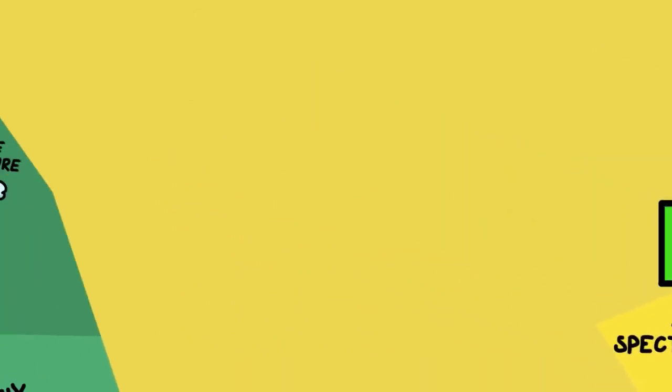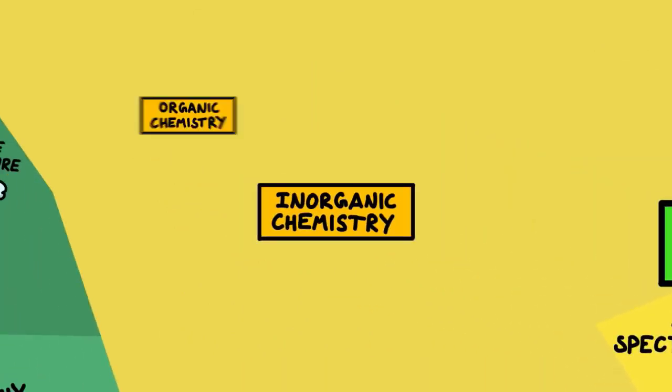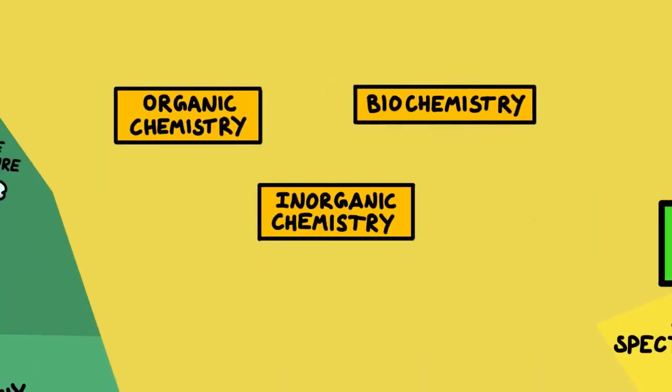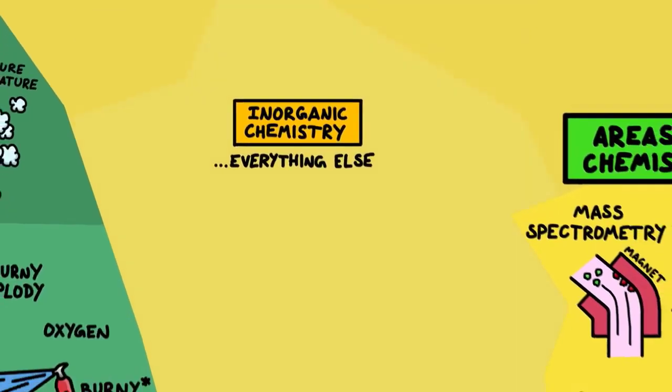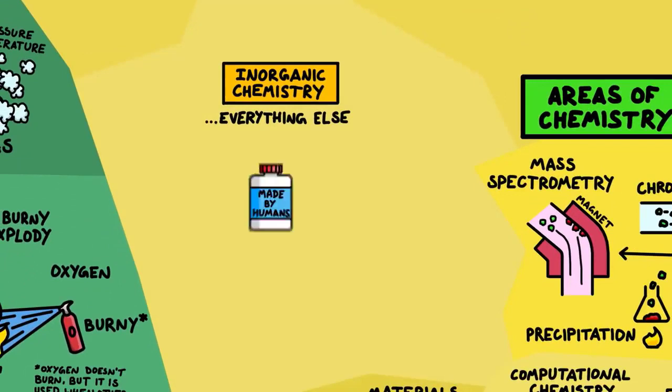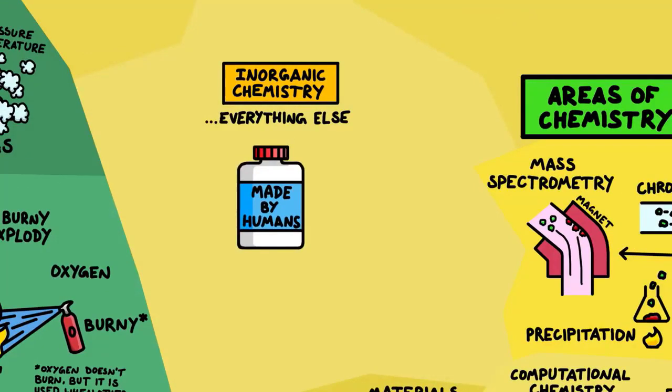And finally, we get to the huge fields of inorganic, organic, and biochemistry. Organic and biochemistry look at the chemistry of living things, and inorganic chemistry looks at everything else, although there is still a large amount of crossover. Most of the inorganic compounds that are studied are man-made, and a lot of the motivation is to find chemicals with new properties that can be used in the chemical industry in the wider world.